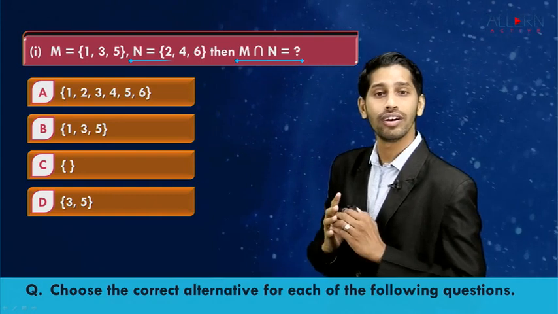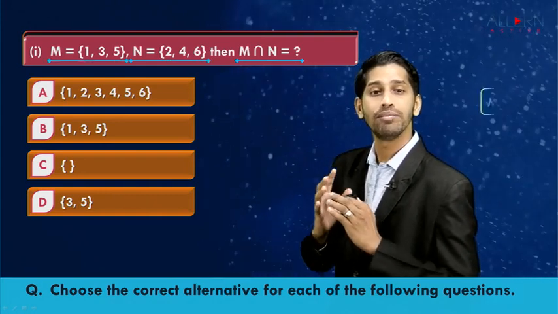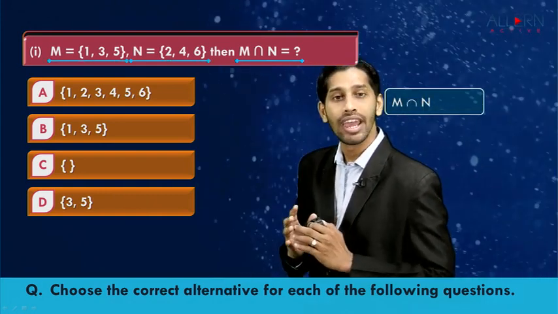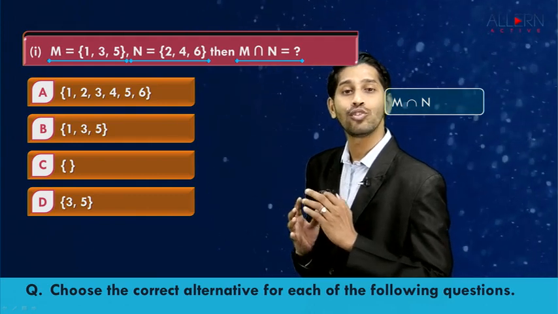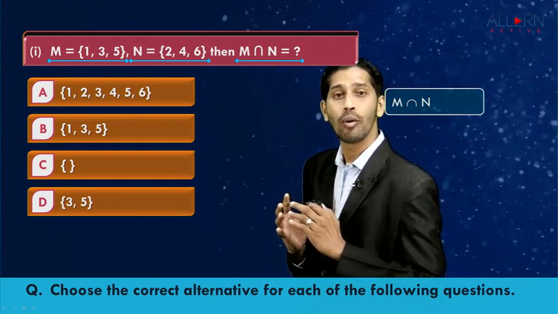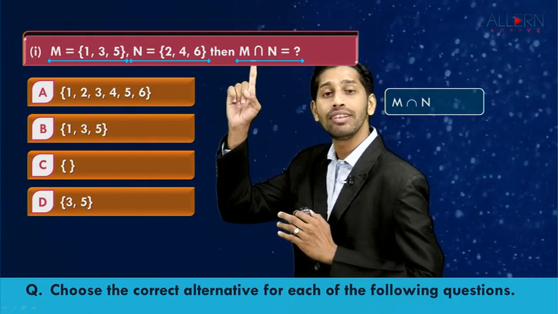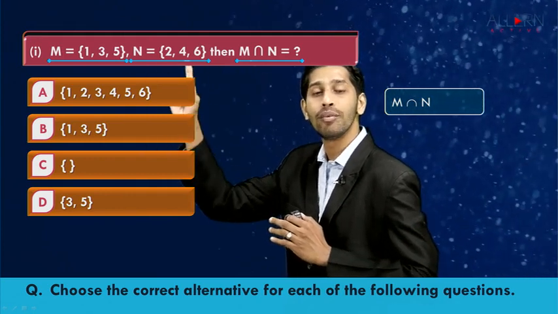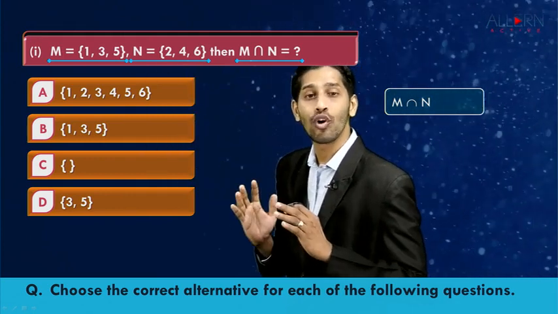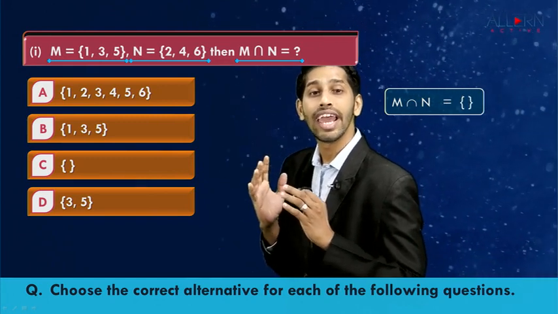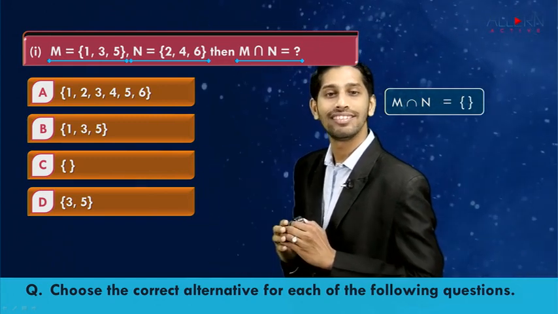Now we know that intersection means we need to write the common elements. So what is given to us? We are given set M, that is {1, 3, 5}, and set N, that is {2, 4, 6}. Now if you observe these two sets and try to see which element is common, we can see that nothing is common. That means it is an empty set, option number C.